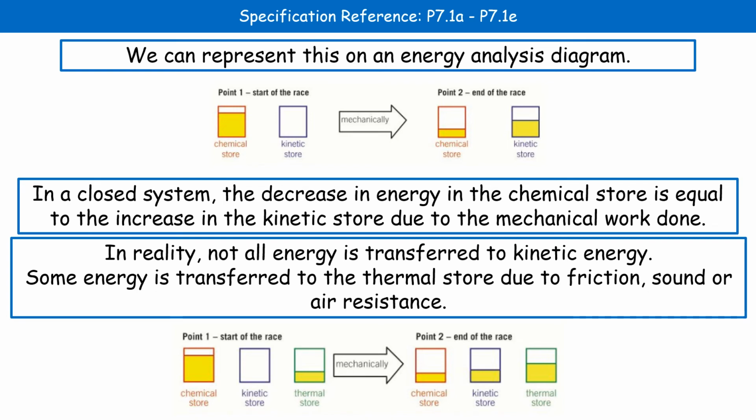Now, what we find is the reality of the situation isn't quite like that. We are not transferring every single joule of energy from our chemical store into just the kinetic. So if you think about a race, it's not all going to end up with the car moving. Some of the energy from the chemical store ends up elsewhere. It's going to end up in the thermal store. So the reality is we should have 3 boxes here in order to actually show that some of that chemical energy is going to end up in a thermal store, because that can be friction, sound, air resistance, all of those end up in the thermal store then.